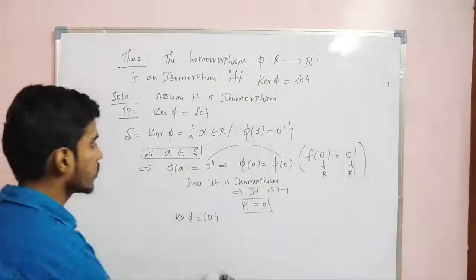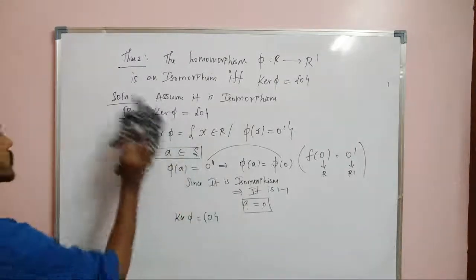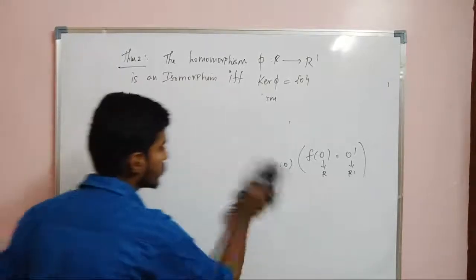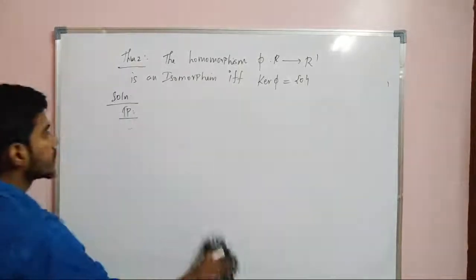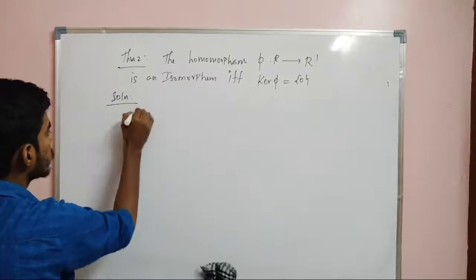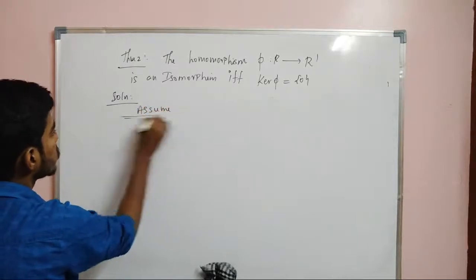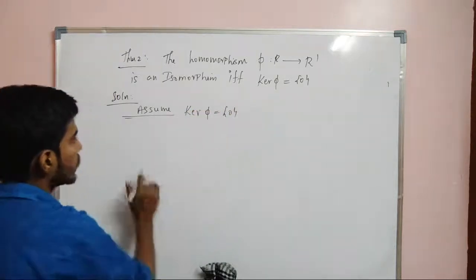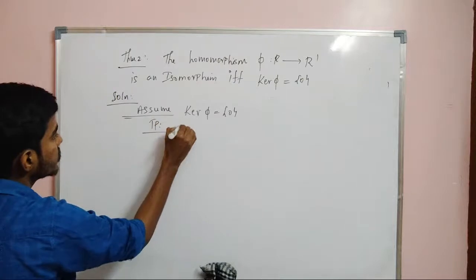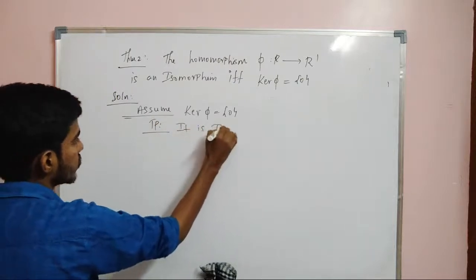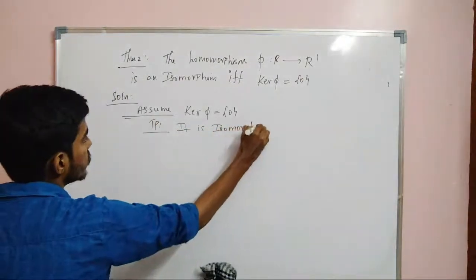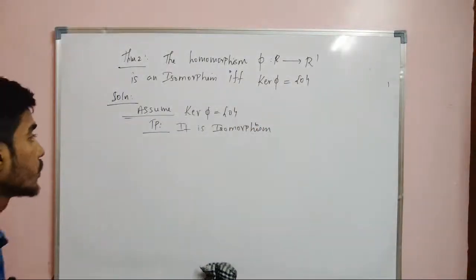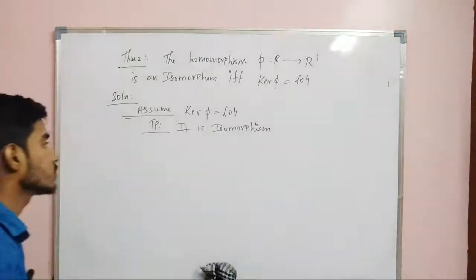Now we will prove the converse part, right? So for the converse part, assume that kernel of phi contains only the 0 element. So what do you need to prove? To prove it is an isomorphism. So for that, given that kernel of phi contains only the 0 element, we need to show it is an isomorphism.